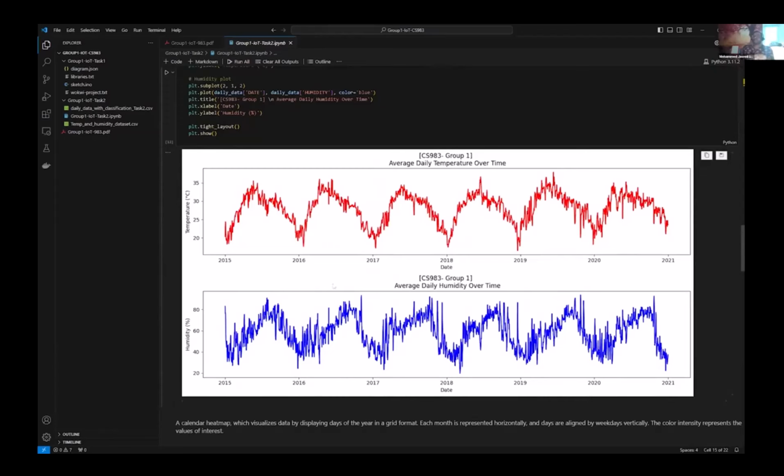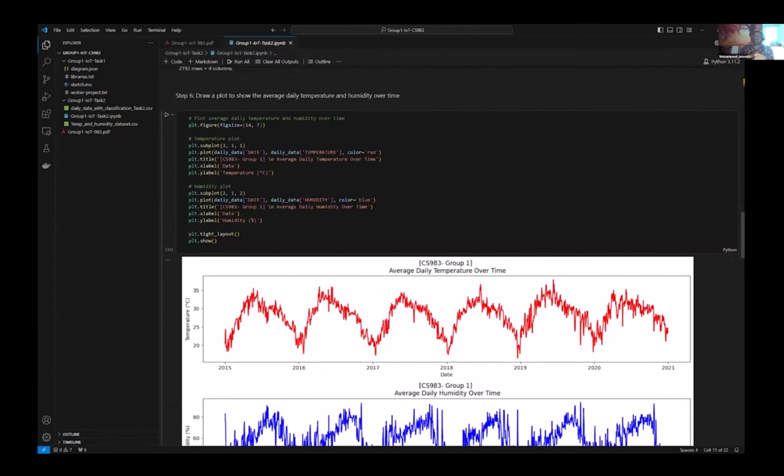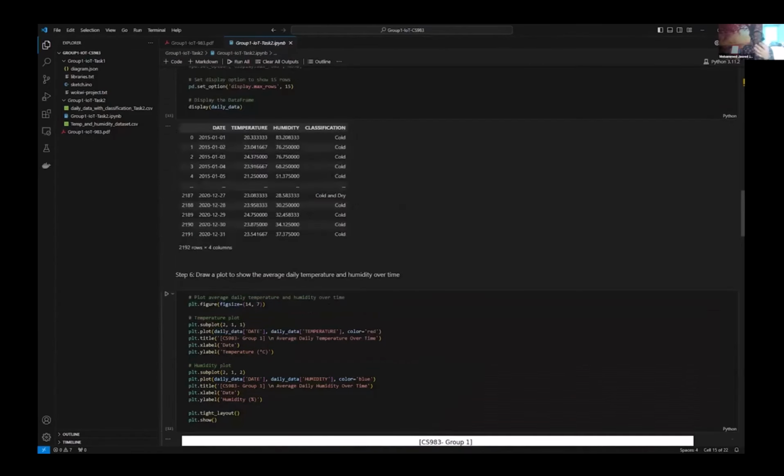Yes, this is the one he already showed in the report, but this is the part where we draw the graph based on the values which we have defined based on the classification.